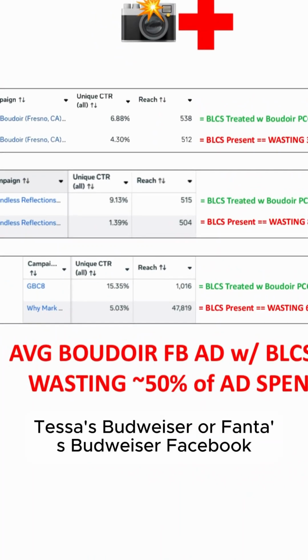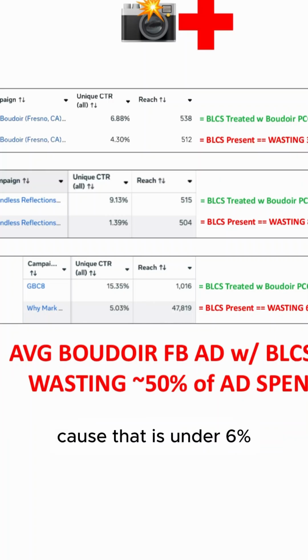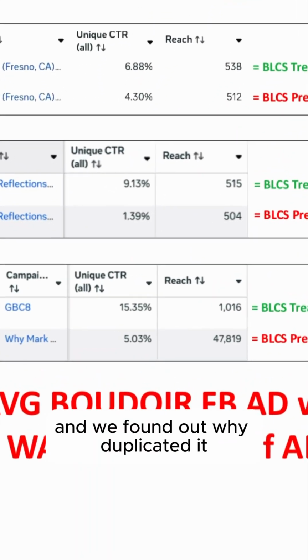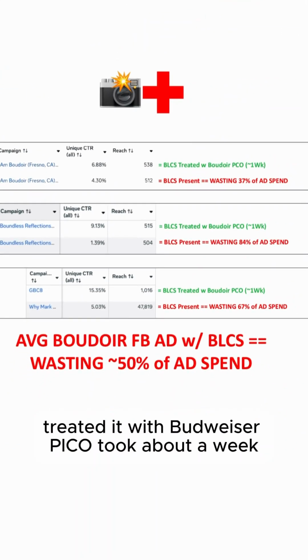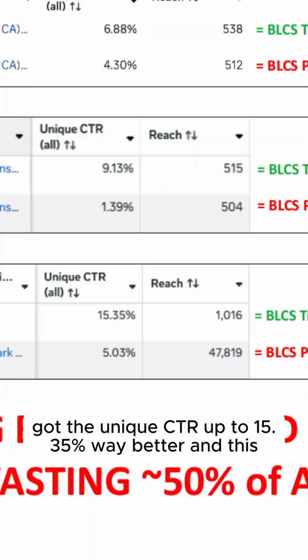Finally, I had a patient test his Boudoir Facebook ad and found out it was at 5.03% unique CTR, aka BLCS was present because that is under 6%. And I duplicated it, treated it with Boudoir Pico, took about a week, and got the unique CTR up to 15.35%, way better.